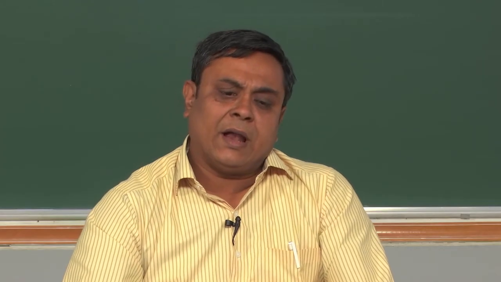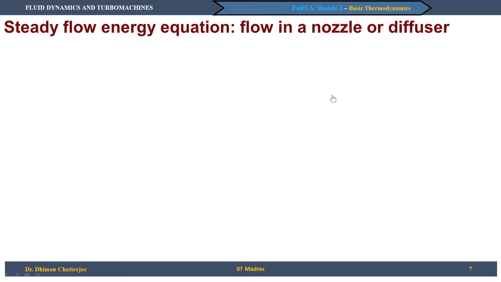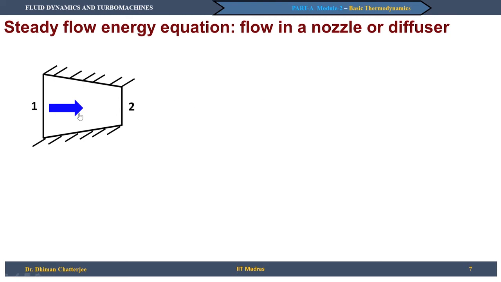So, let us take an example of the steady flow energy equation, the flow in a nozzle or a diffuser. This is a nozzle in a conventional sense we have drawn, this is a schematic. 1 is the inlet, 2 is the outlet, and the flow direction is from the inlet to the outlet.